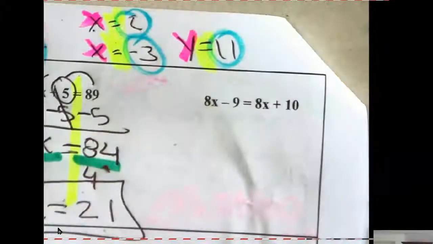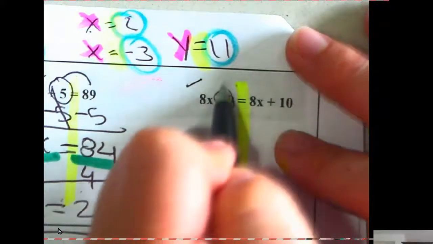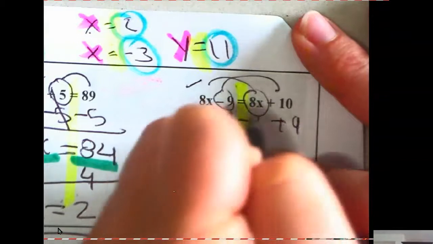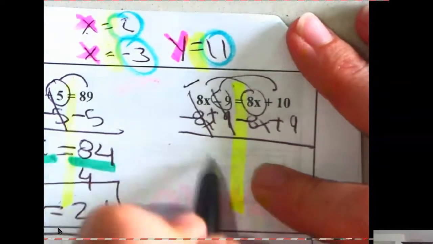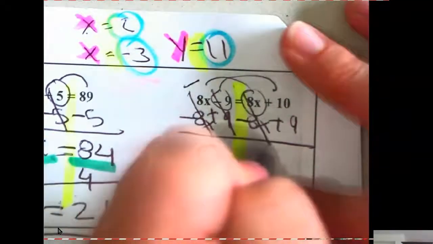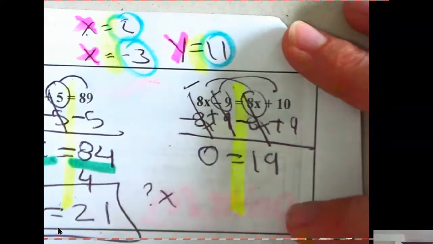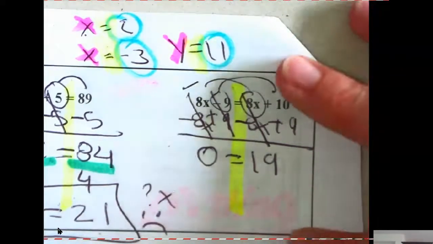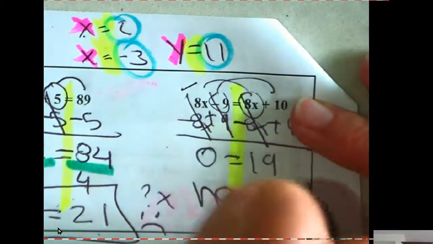Okay, let's do the next one. Draw my line. This is good, but this has to move, and this has to move. Plus 9 minus 8x. Wait a minute. Bye-bye, bye-bye. I'm left with 0. Bye-bye, 19. Where's x? So Miss Rifkin's not happy. There's no x. No solution.